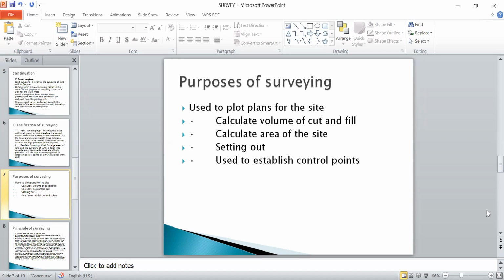Control points involve establishing a framework of well-conditioned triangles, done by a method called triangulation or trilateration. And trilateration is a method of surveying whereby lengths of sides of a triangle are measured by electronic means and later on angles are computed.